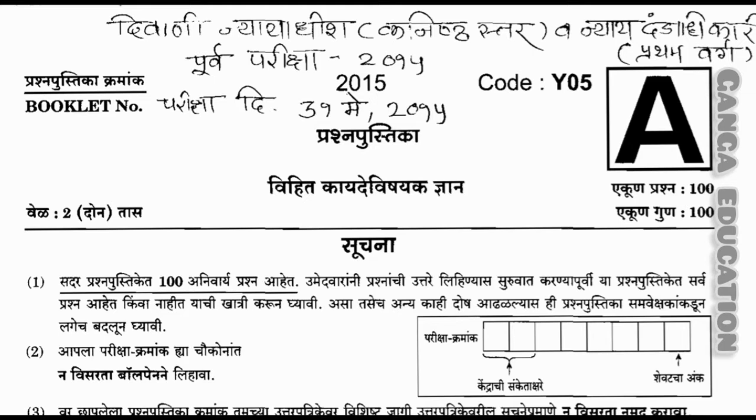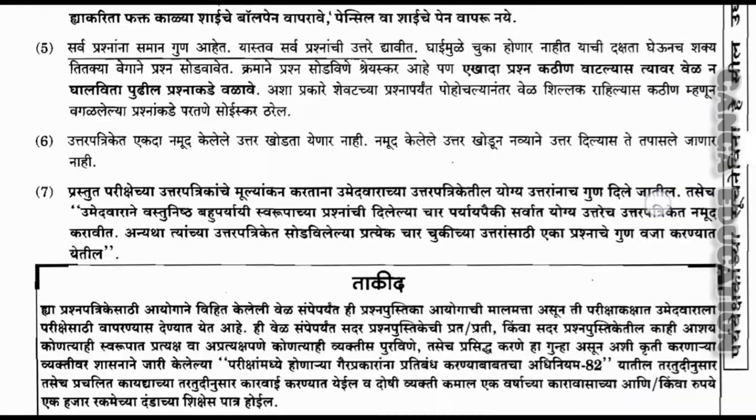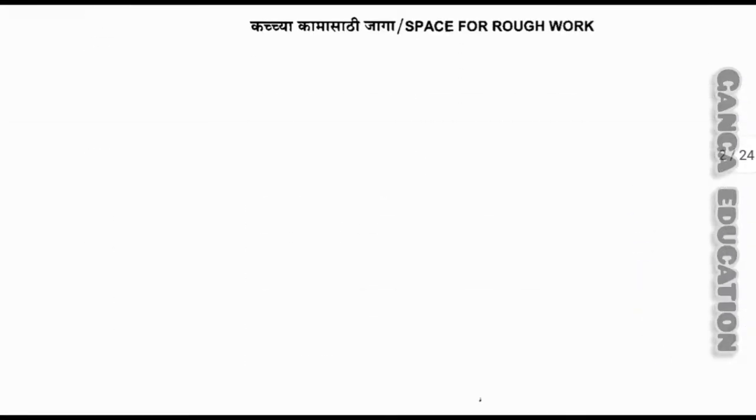This is the question paper of Judicial Magistrate of First Class Civil Judge Junior Division Preliminary Examination held in 2015, and this is set A. We have already discussed the instructions for candidates while discussing the 2011 question paper, so we are not going to discuss it in detail here. Let's jump to question number 1.